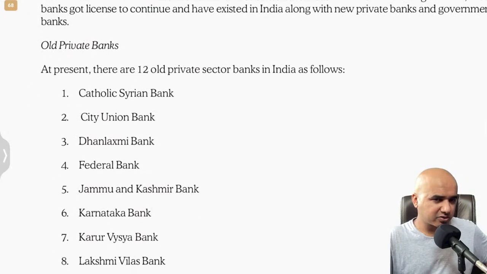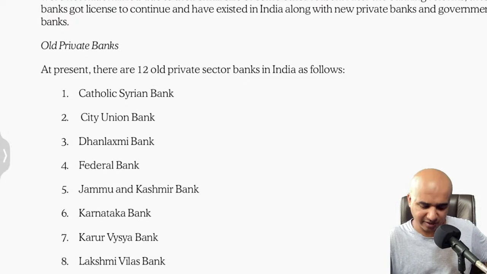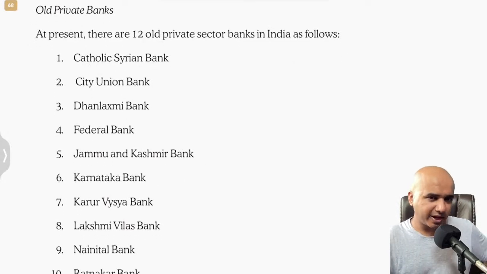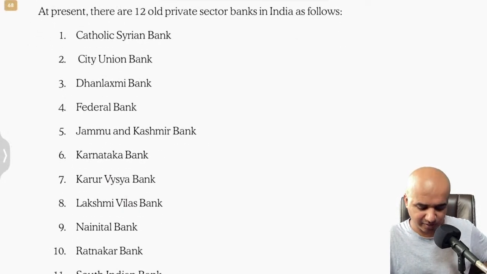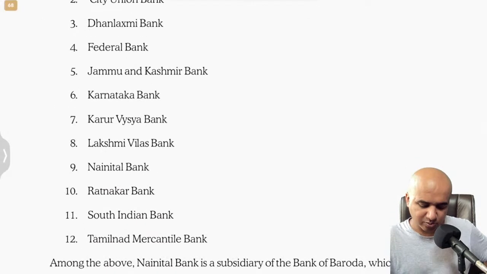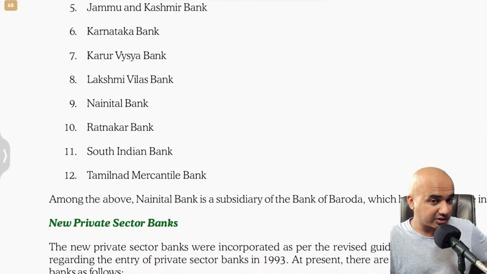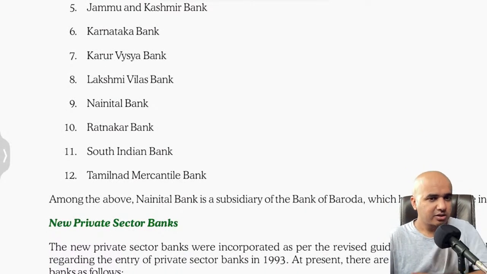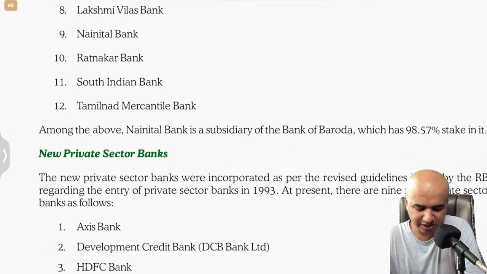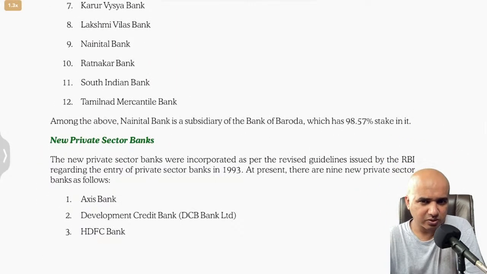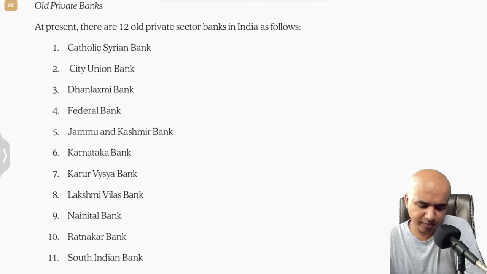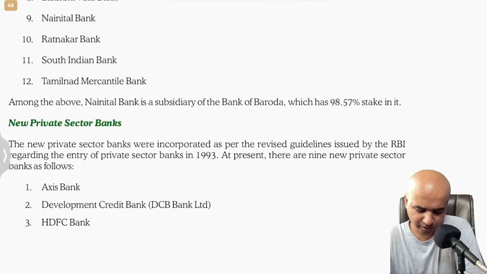So which are the private banks which are there since a long time? Catholic Syrian Bank, you would have seen these banks somewhere or the other. City Union Bank, Dhanlakshmi Bank, Federal Bank, again a very popular bank from Kerala. Jammu and Kashmir Bank, Karnataka Bank, very old, one of the oldest banks. Karur Vaishya Bank, Lakshmi Vilas Bank, Nainital Bank, Ratnakar Bank, South Indian Bank, Tamil Nadu Mercantile Bank. So all these are very popular banks actually. So these are all the private sector banks, of course.